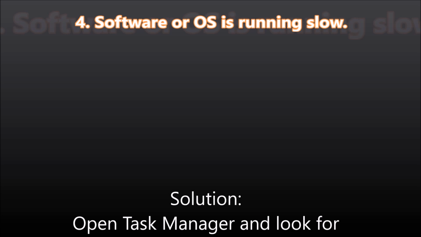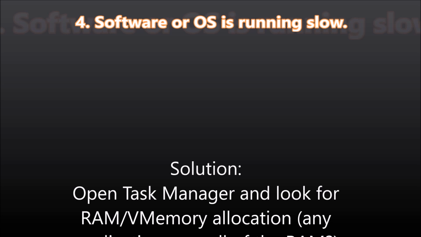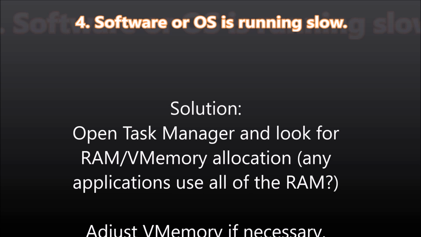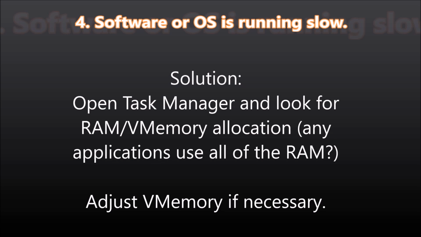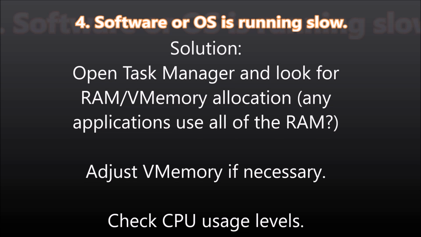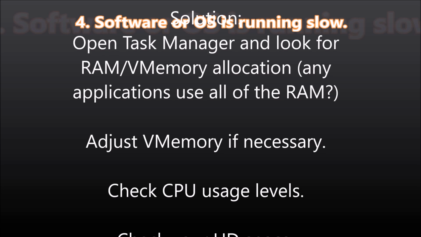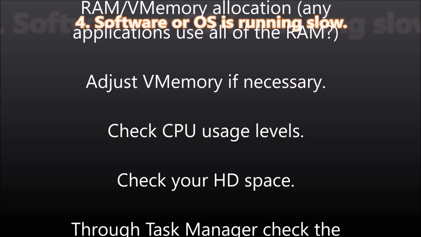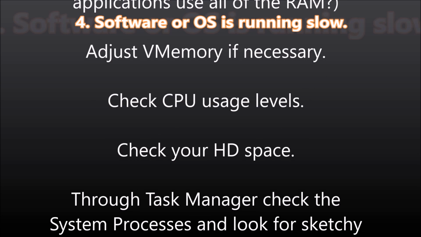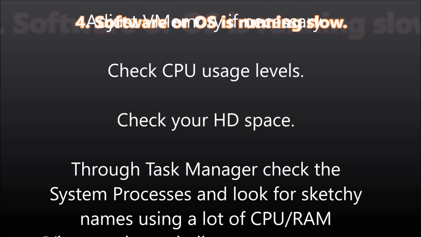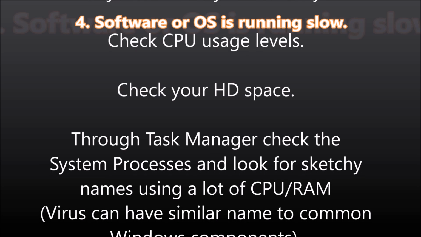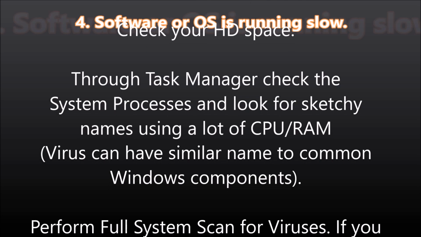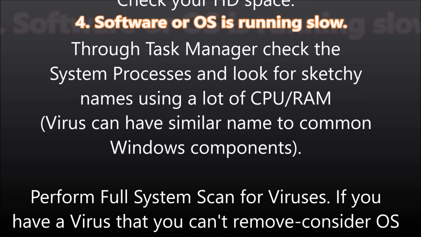Open Task Manager and look for RAM or virtual memory allocation. Any applications use all of the RAM? Adjust virtual memory if necessary. Check CPU usage levels. Check your hard drive space. Through Task Manager, check the system processes and look for sketchy names using a lot of CPU or RAM. Virus can have similar name to common Windows components.